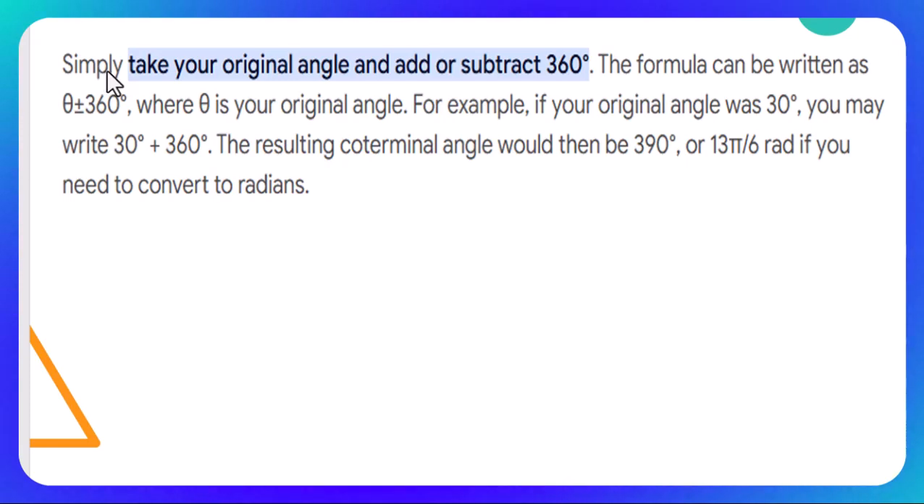All right, so for a coterminal angle, you take your original angle and add or subtract 360 to get where that angle terminates. For example, if your original angle was 30 degrees, you can write 360 plus 30, and the resulting coterminal angle would be 390. And you can also convert that to radians if you need to, by multiplying by pi over 180.